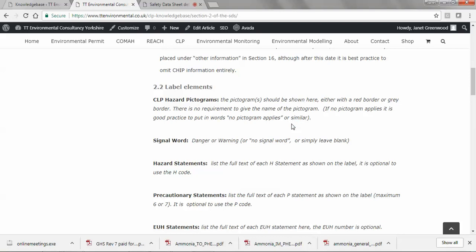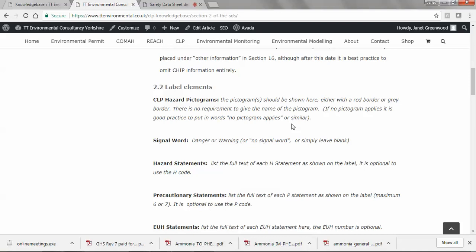You can use both. If you only have the H code, you've got to give the full list in section 16. Similarly, all your P statements, you should have, now at this point, the P statements that you have on the label. That is your maximum 6 or 7 in extreme circumstances. It's optional to use the P code, or you can have both the P code and the P statement text. The reason being that we only have the 6 or 7 P statements actually on the label is because this is the label element section.